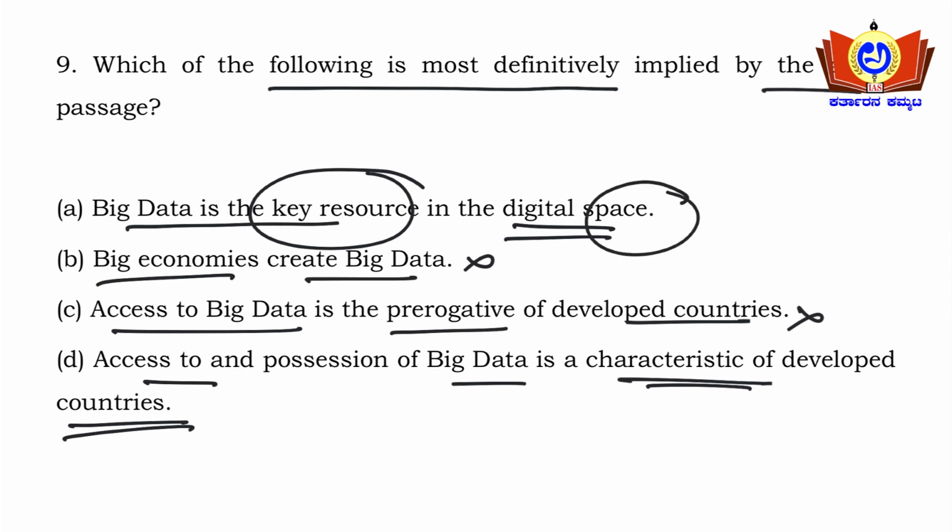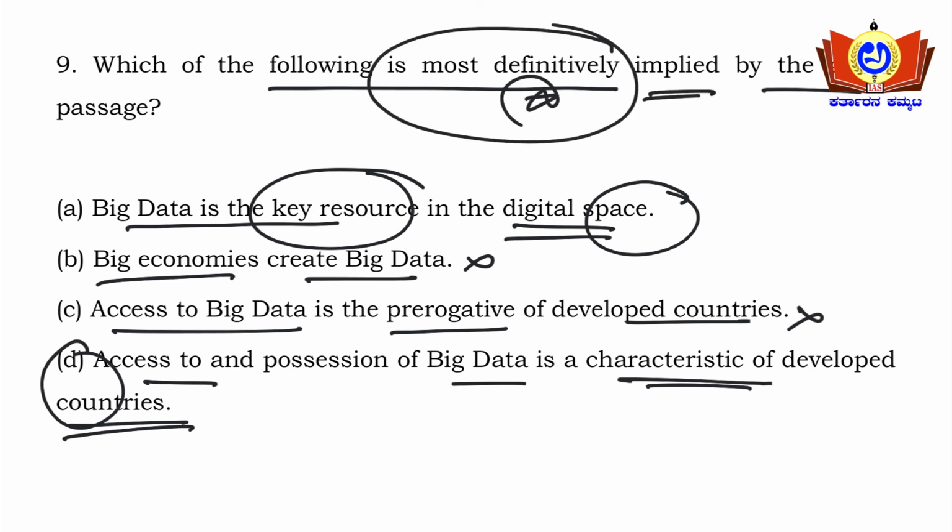Okay, between these two options you will be finding ambiguity, my dear friends. So when you look at the question, which of the following is the most definitively implied? Most definitively, this word is very crucial, my dear friends. So big data is the key resource in the digital space. This is the better option when you compare to option D, my dear friends. So option A is the right answer here. So moving on to the next question.